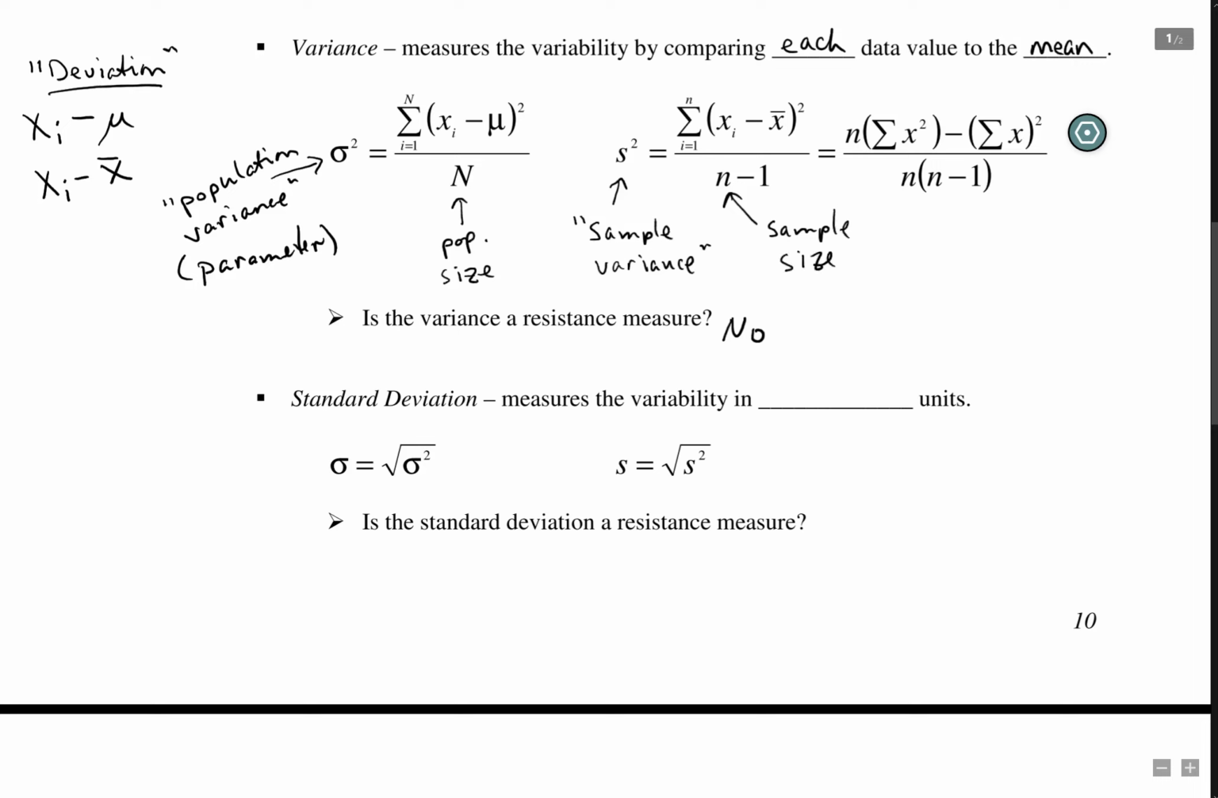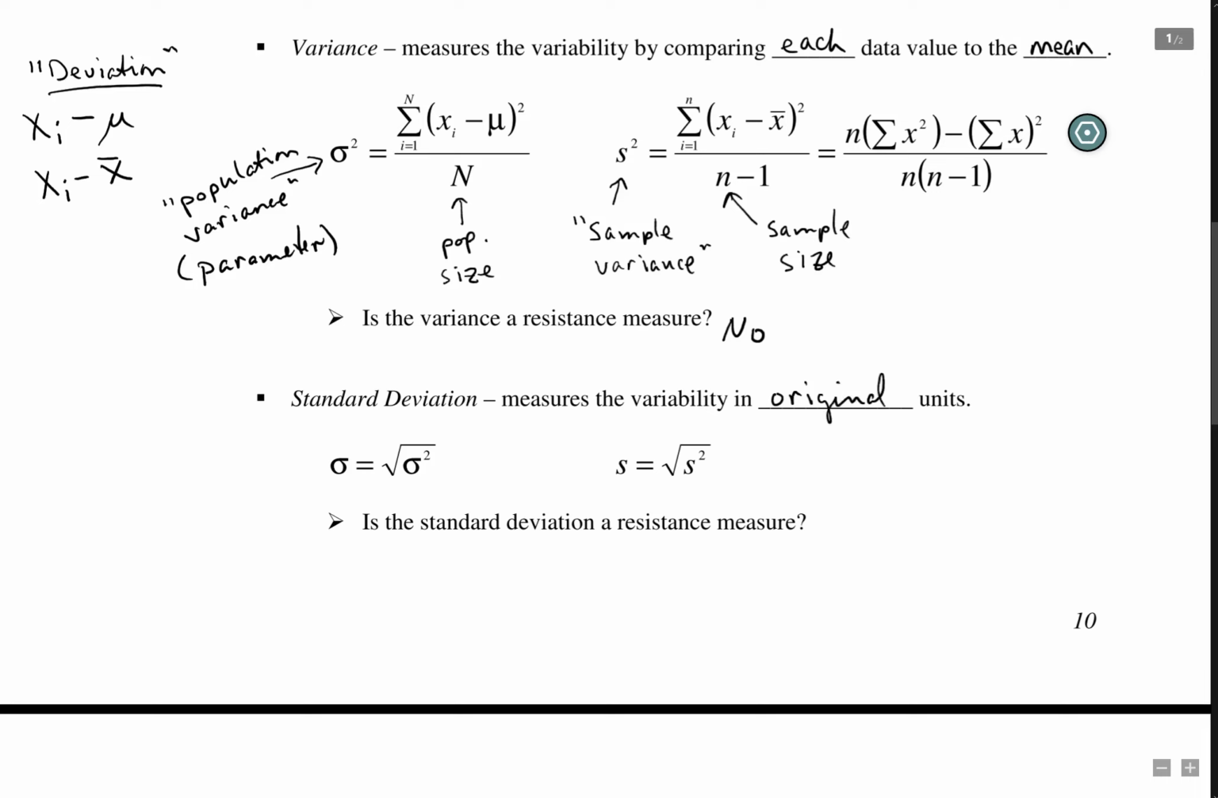Okay, what's often done with the variance is we take the square root of it. So we take sigma squared and we get sigma. We take s squared, take its square root, and we get s. And what that does is that allows us to measure the variability in original units.